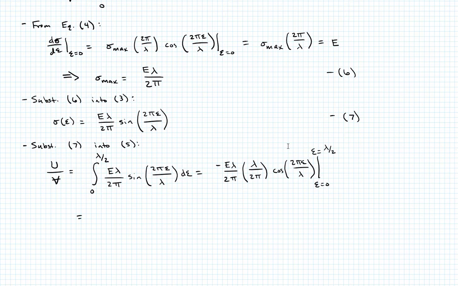Let's continue on. We find that this looks like negative E, and I'm just now bringing these together, E lambda squared divided by 4 pi squared. Let's go ahead and evaluate those cosine terms. This is going to be cosine of pi. Cosine of pi we know to be -1. And then minus the cosine of 0, which is just going to be 1. So I have this becomes -2 times, and the negative will cancel there. 2 cancels with the 4, and I'm left with E lambda squared over 2 pi squared. Okay, let's call that equation 8.